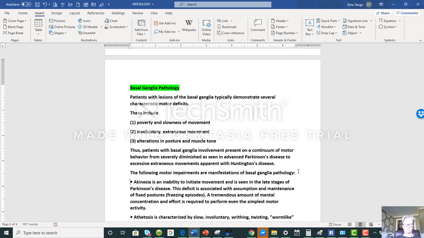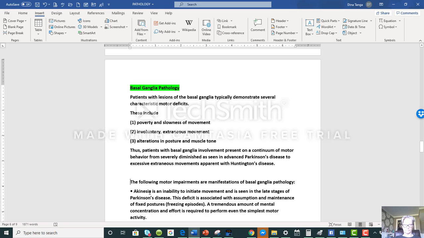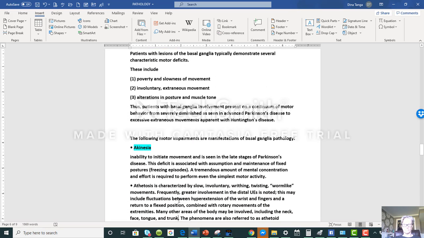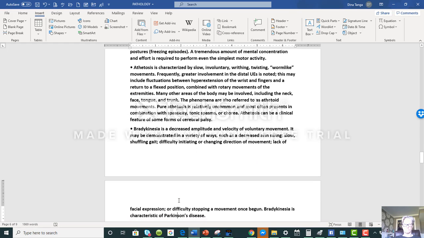The following motor impairments are manifestations of basal ganglia pathology. Akinesia is an inability to initiate movement and is seen in the late stages of Parkinson's disease. This deficit is associated with assumption and maintenance of fixed postures, freezing episodes. A tremendous amount of mental concentration and effort is required to perform even the simplest motor activity.